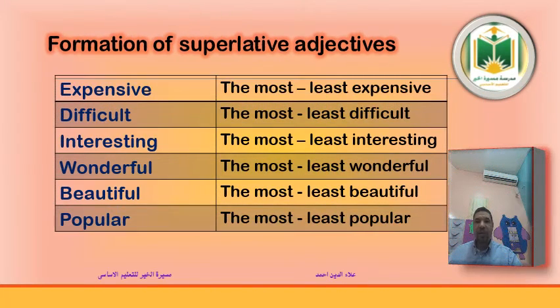With long adjectives, to make a superlative, we use the most or the least before the adjective. For example, expensive, the most expensive or the least expensive. Difficult, the most difficult or the least difficult. Beautiful, the most beautiful or the least beautiful, and so on.